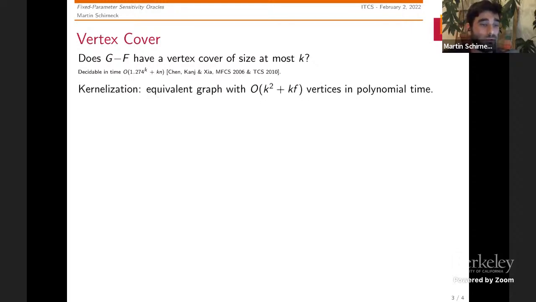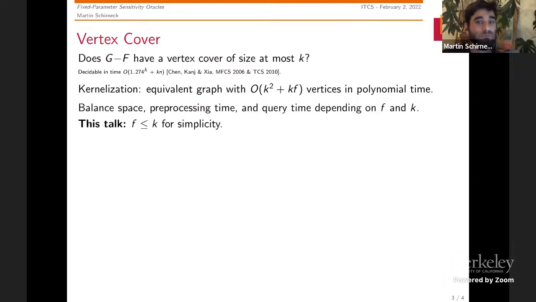And the first thing we showed is that some form of co-normalization, specifically for this vertex cover problem, also holds in the fault tolerance sense, and that you can compute an equivalent graph whose size only depends on k and f in polynomial time, which is already pretty nice, because then your query time for all what you do later on, and also the space of your data structure, only depend on f and k, no longer on the input graph size.